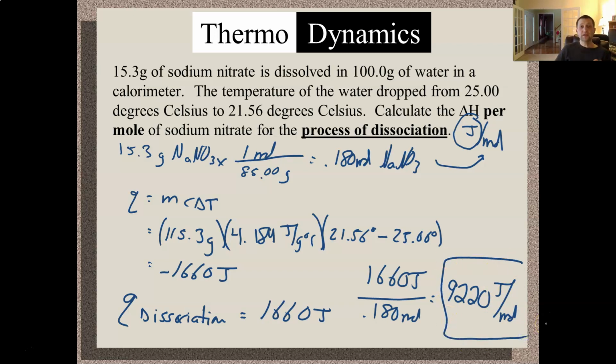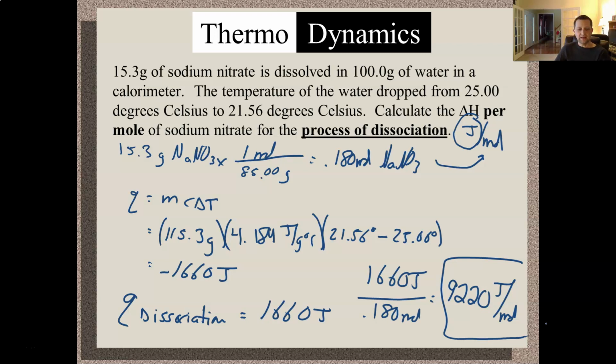It can be a little tricky here with solution calorimetry. Usually they ask you for the process of dissociation or the solution making process, and it goes back to what we just did, where you have MC delta T equals negative MC delta T. So the Q for the dissociation is equal to the negative Q of what's happening with the water, the solution. You know what I mean?